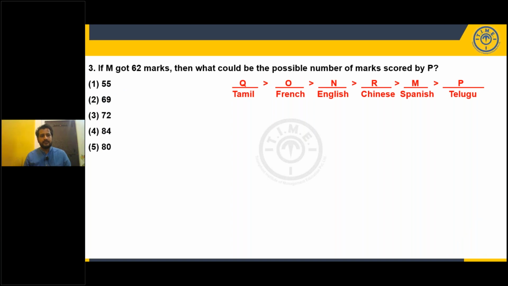If M got 62 marks, then what could be the possible marks scored by P? M got 62. Okay. What could be the possible number of marks scored by P? So it should be less than 62. Less than 62, which option? Choice 1. Because it is given what could be. So they are asking for possible marks, not the exact number of marks. So it should be less than 62. So the first option is available. Choice 1.